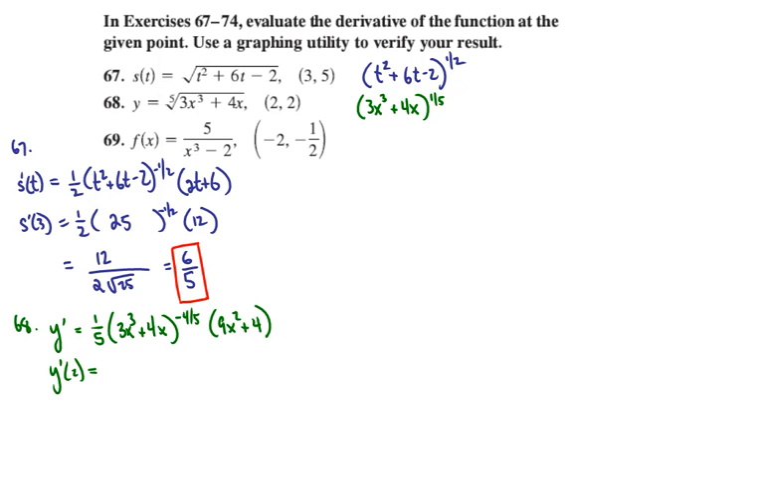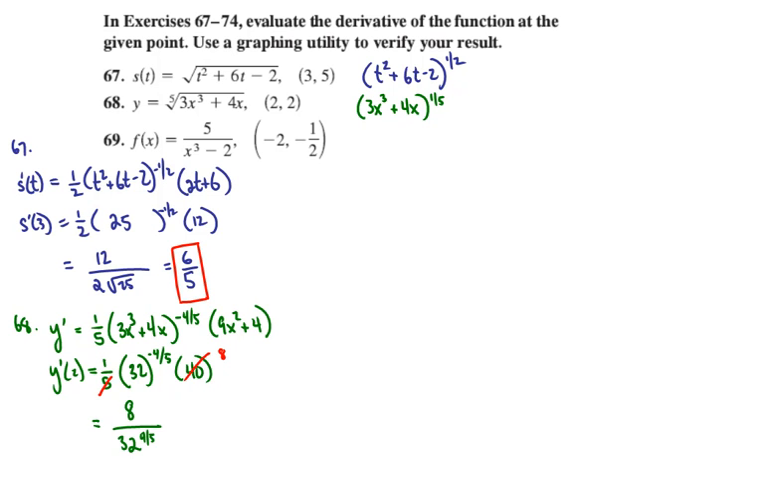So we say y prime of 2 will be equal to 1/5. Then 2 cubed is 8, 3 times 8 is 24, plus 4 times 2 is 8, so that'll be 32 to the negative 4/5 power. And then plugging in, 2 squared is 4, 9 times 4 is 36, plus 4 is 40. Now to the negative 4/5 power means 1 over 32 to the 4/5. But first I can divide 40 by 5, which gives me an 8 in the numerator, and then 32 to the 4/5 power in the denominator.